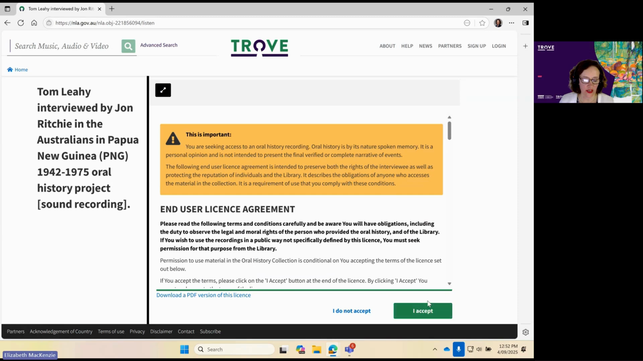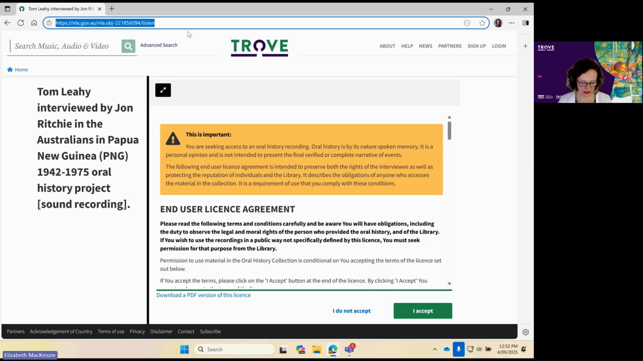Those are some ways to search for three types of material in Trove. But I would also like to mention one last thing, which is another useful site called Digital Pacific. This site pulls together digital content about the Pacific from over 900 institutions, including Trove. So I'll just type Digital Pacific into the search bar.